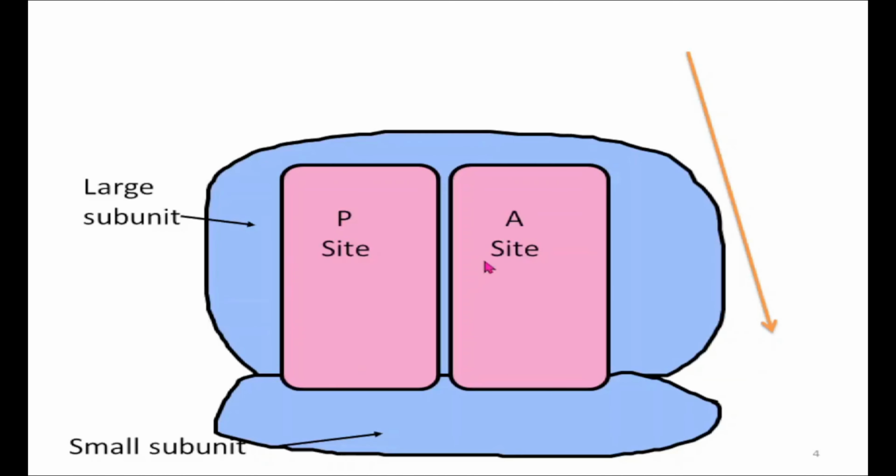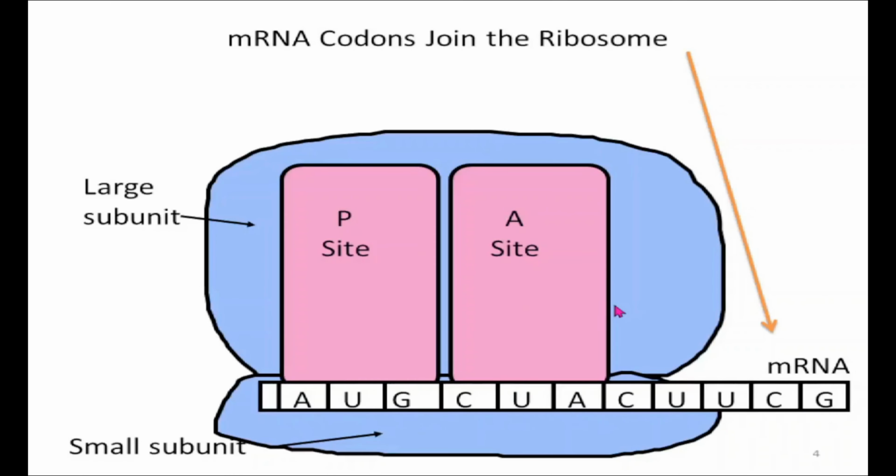So this is the ribosome, the large subunit, and the two subunits. The small subunit is here. Then generally the P site and A site are considered in this process. The protein synthesis is going to take place. Then the mRNA joins the ribosome. The first codon, the first triplet here, is AUG.